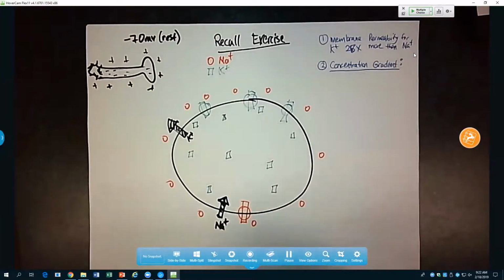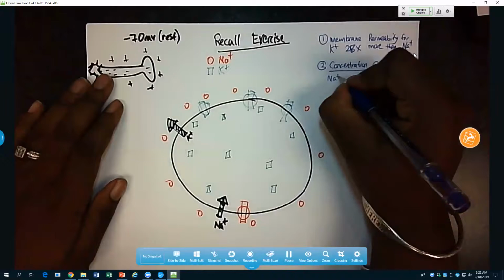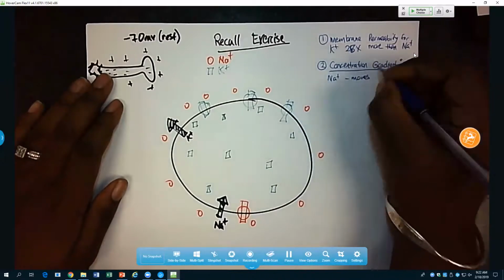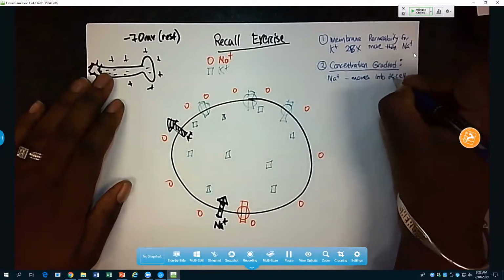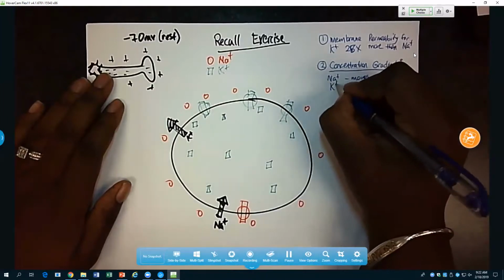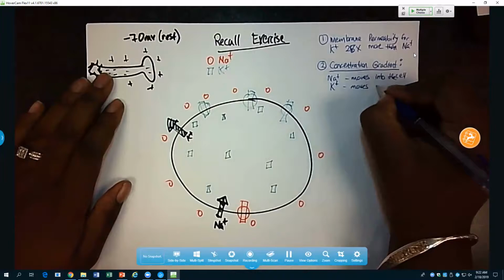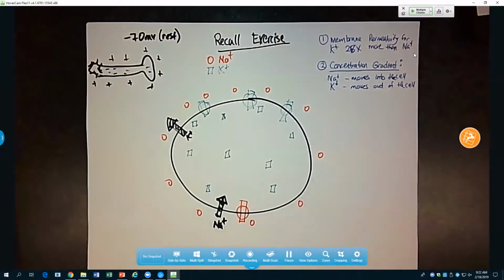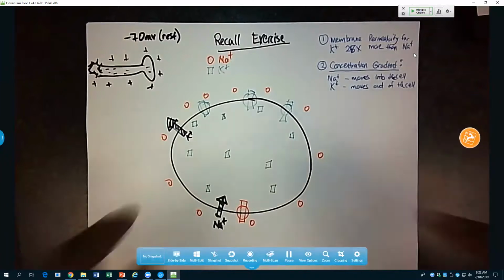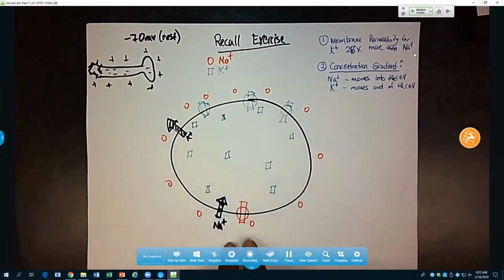And let's just make a note. Sodium moves into the cell. Potassium moves out of the cell. Okay, so that's our concentration gradient. Now, as sodium and potassium move according to their concentration gradient, what then happens? Because we have more potassium channels than sodium channels, what's the net effect here?